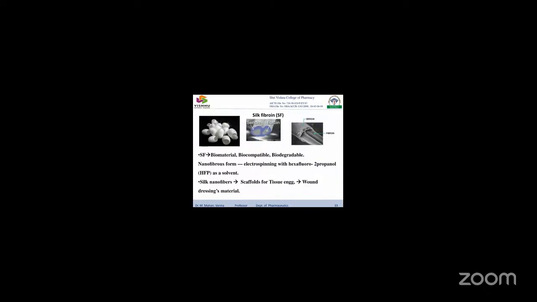Here, silk fibroin has also been employed as a biomaterial. It has the advantage that it can be decomposed after the complete drug release. Various electrospun nanofibers have been prepared by employing hexafluoro-2-propanol as an organic solvent. Silk fibroin nanofibers can be employed as scaffolds for tissue engineering. This can be employed in wound healing and wound dressing applications.